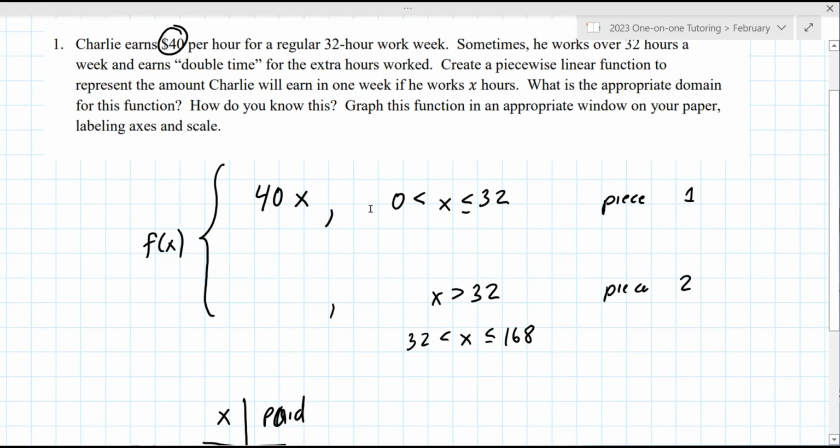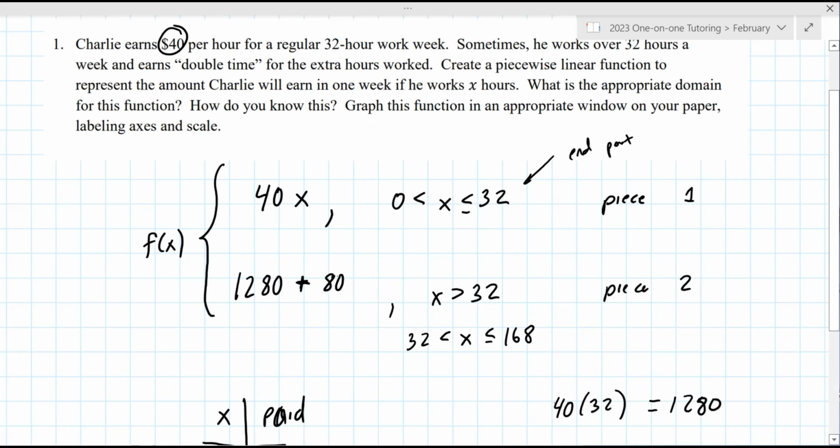So what you have to do with piecewise functions is figure out what's going on at the end point. Basically, how much money does he earn if he works 32 hours? So 40 times 32, if you have a calculator handy, is $1,280 a week. That's pretty good. So that's the starting point. You add to it the amount that you're earning for each additional hour, which is the 80. He's getting $80 for each additional hour.